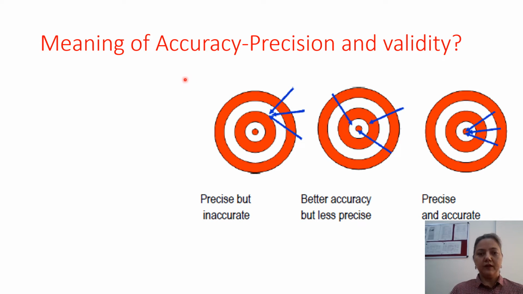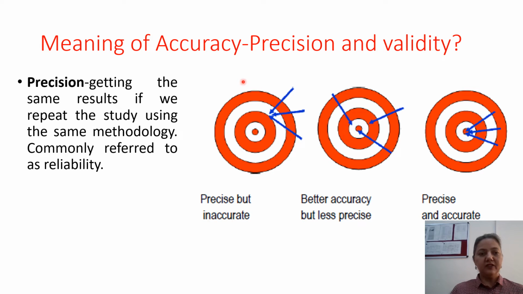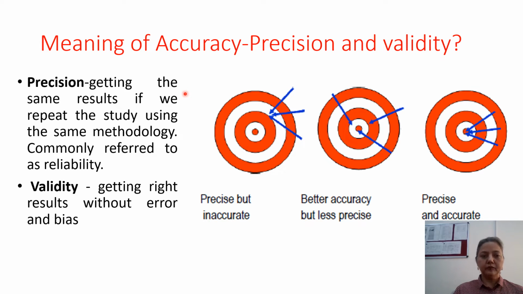Now, what is accuracy? Accuracy has two components, that is precision and validity. What is precision? It's getting the same results if we repeat the study using the same methodology. It can be called reliability. And validity is getting the right results without error and bias.